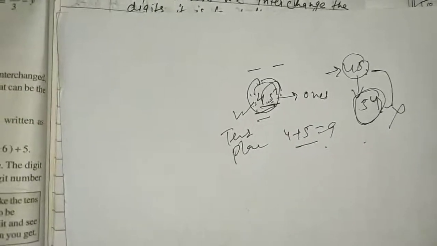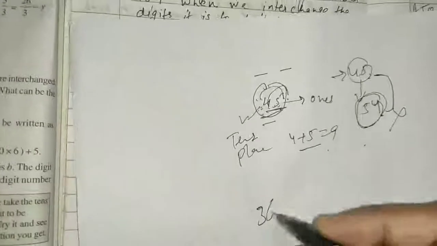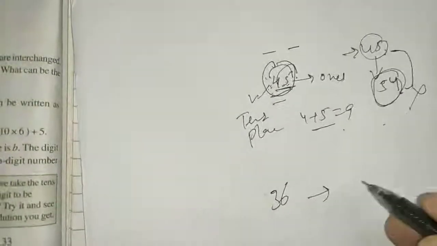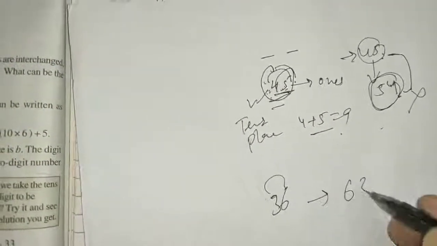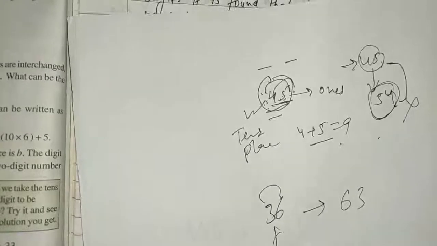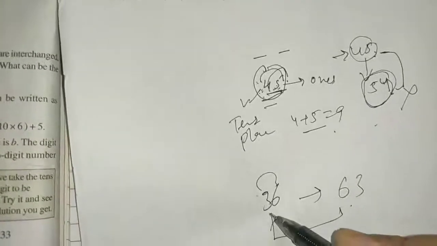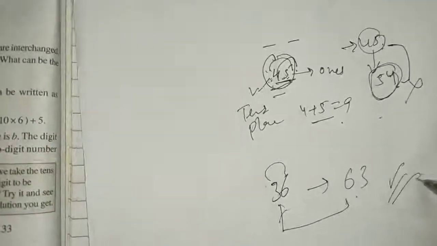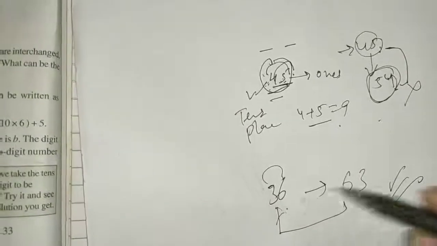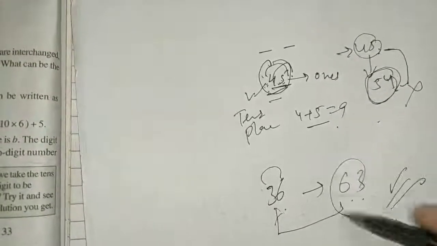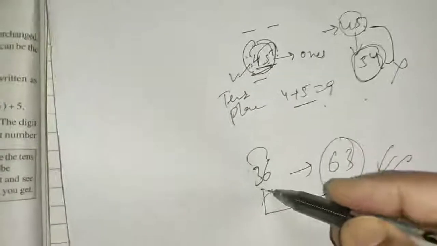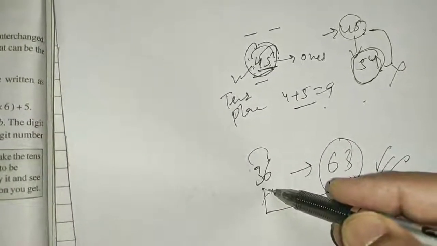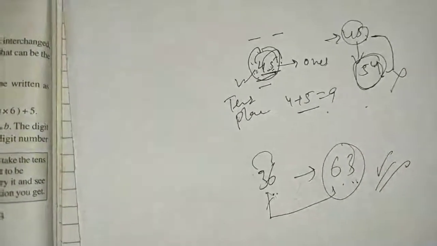Okay. So which number do I have to choose? Suppose I take 36. If I reverse this, it will become 63. And if you see, 63 is 27 more than 36. Yes, this is the answer. 36 is the number. If I interchange it, 63 is 27 more than 36. But how to solve this?